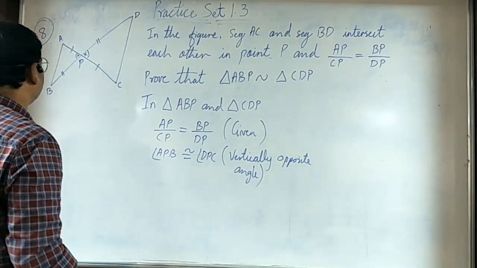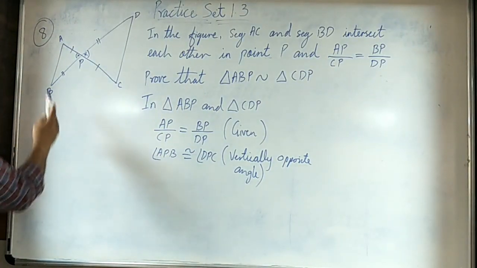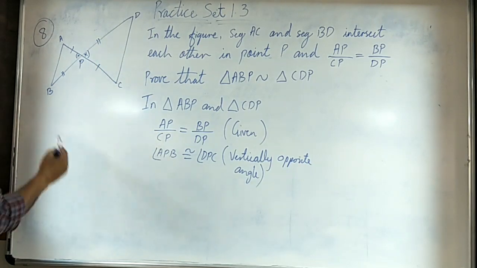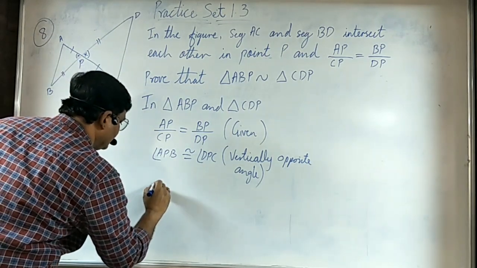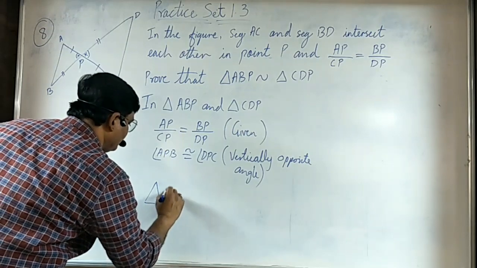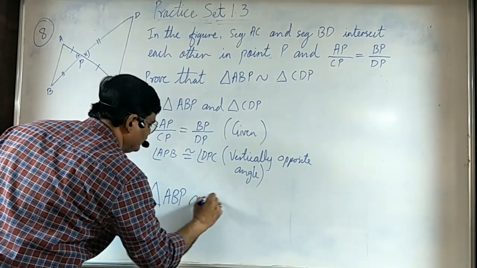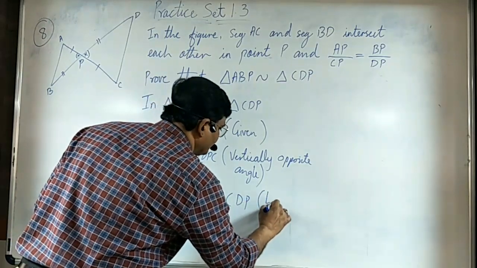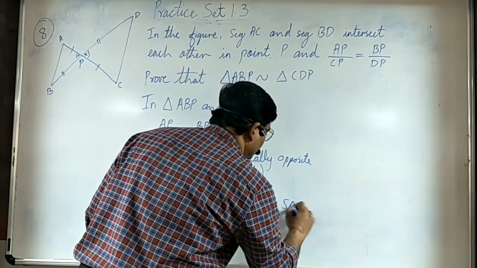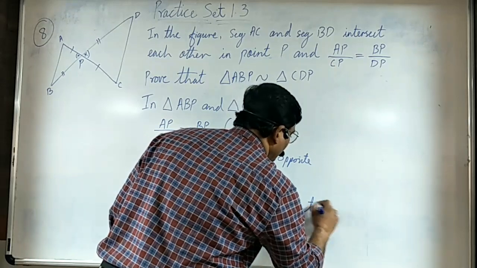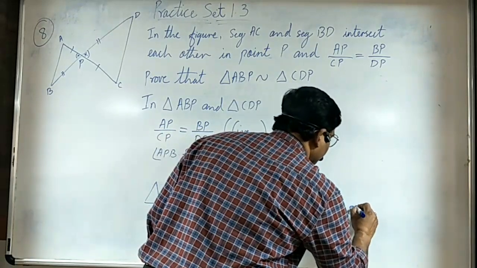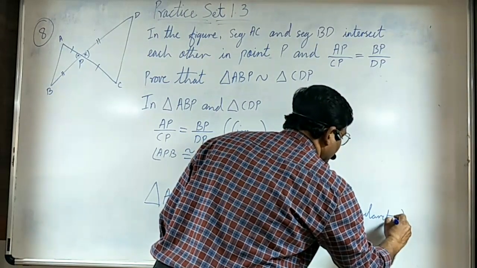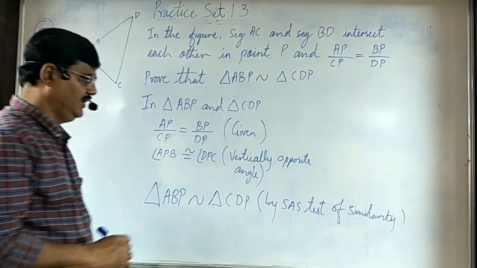Now if you check in the diagram, these two triangles will be similar by side angle side. Can you see that, side angle side? So can I write over here that triangle ABP is similar to triangle CDP, by SAS test of similarity? So simple it is. The similarity chapter is very simple if you understand the main concept.